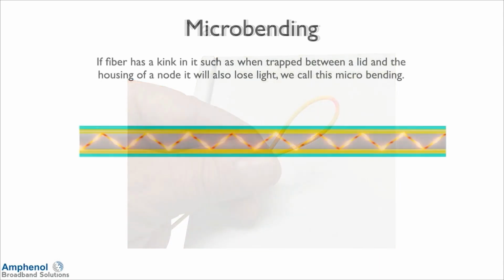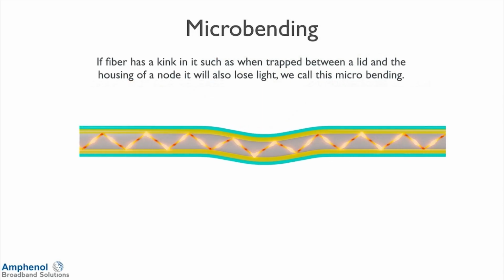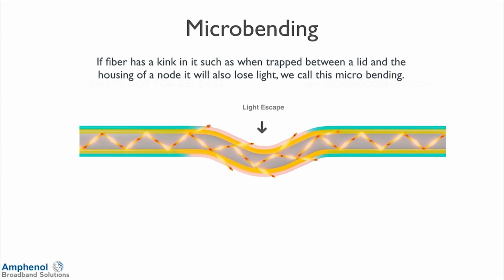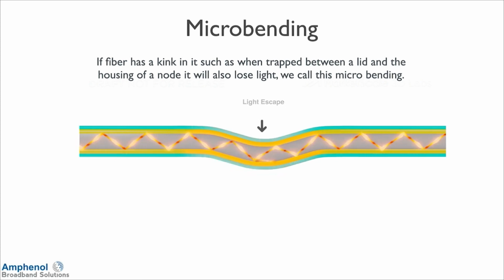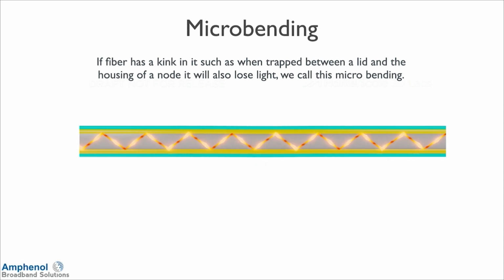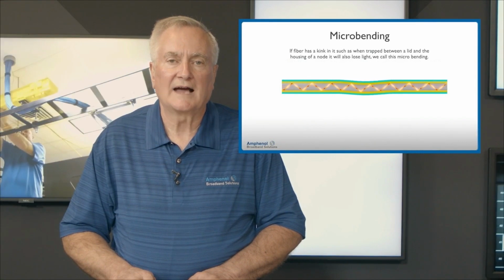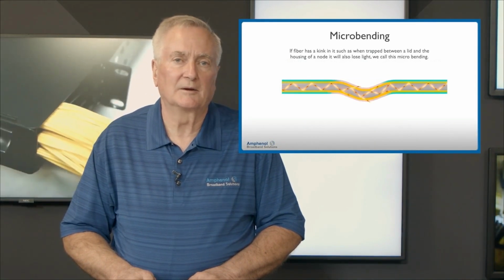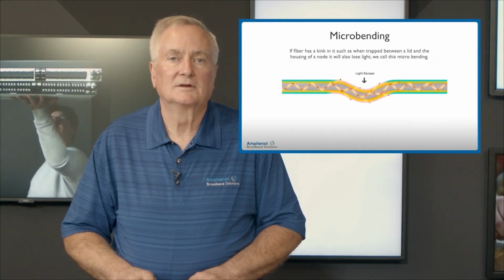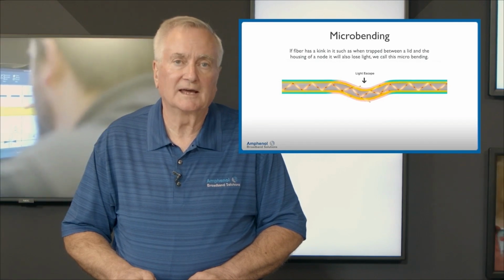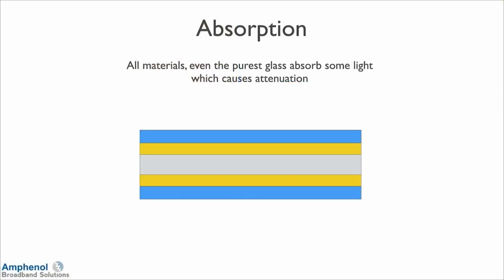The next thing we have is microbending. And this occurs when you're bending this at a very sharp angle. And this is due to probably when you're closing the lid of a node. Be careful in how far you actually bend that fiber optic cable. And this can also occur if you're tie wrapping the fibers too tight in a bundle. So be careful. You don't want microbending. Again, that's very high loss.